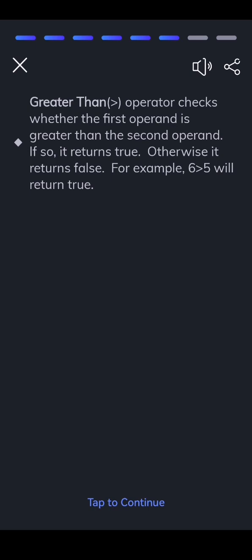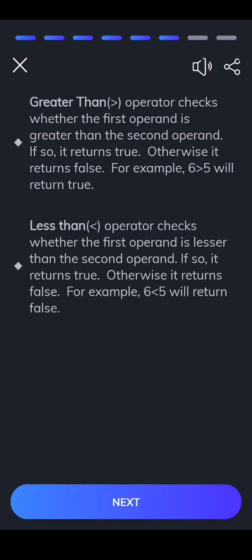Greater than: the > operator checks whether the first operand is greater than the second operand. If so, it returns true. Otherwise it returns false. For example, 6 > 5 will return true. Less than: the < operator checks whether the first operand is lesser than the second operand. If so, it returns true. Otherwise it returns false. For example, 6 < 5 will return false.